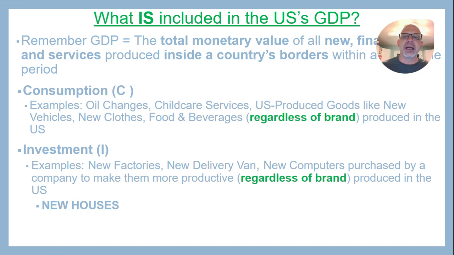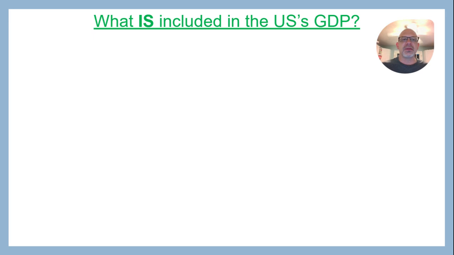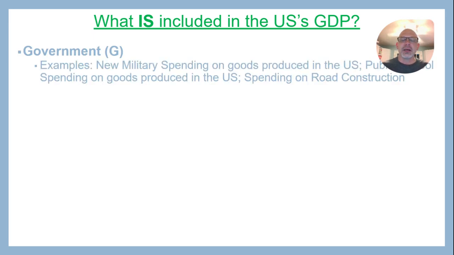Remember that new houses are counted in investment. Okay. Inventory is counted in investment, as I mentioned before. And you can see the examples here, very similar to what I gave you previously. Okay. Under government spending. Okay. So public school spending on goods produced in the U.S., spending on road construction, all that goes into the GDP. Well, that's as long as it's produced within the U.S.